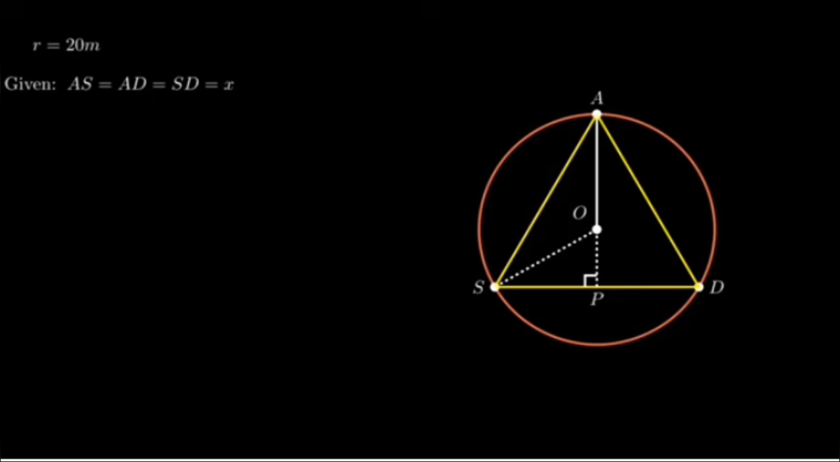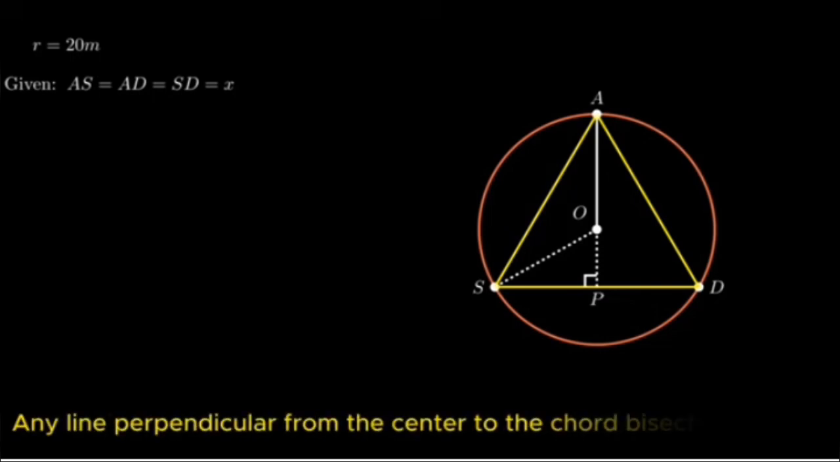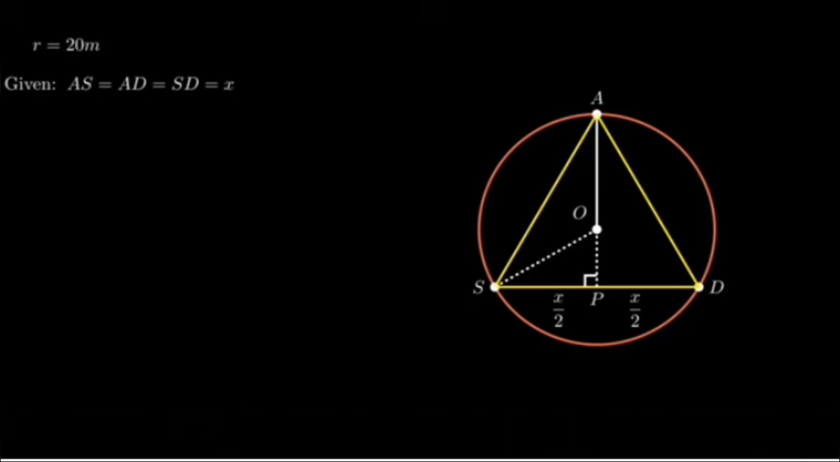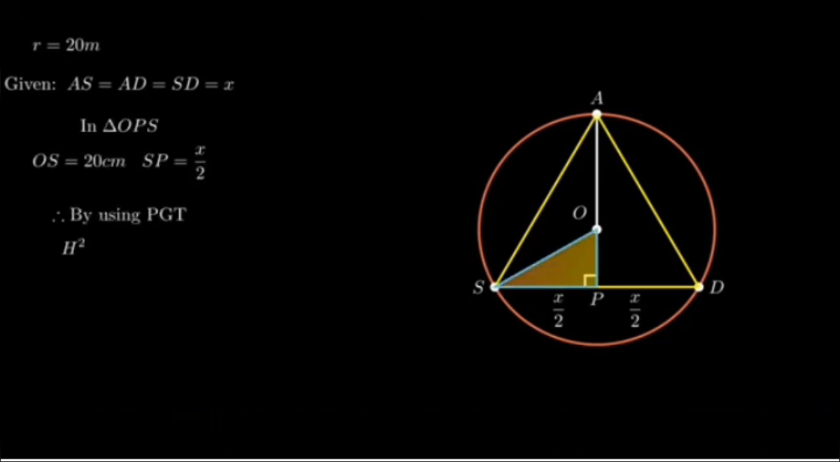By using the theorem that any line perpendicular to the chord from the center bisects the chord, both segment SP and segment PD become half of X. Now in triangle OPS, by using the Pythagoras theorem, we get the square of OS is equal to the sum of the square of OP and the square of SP.